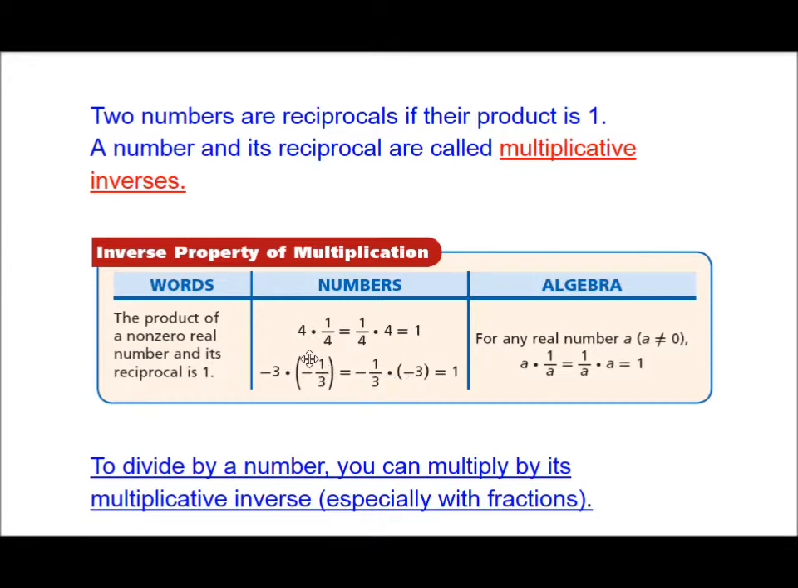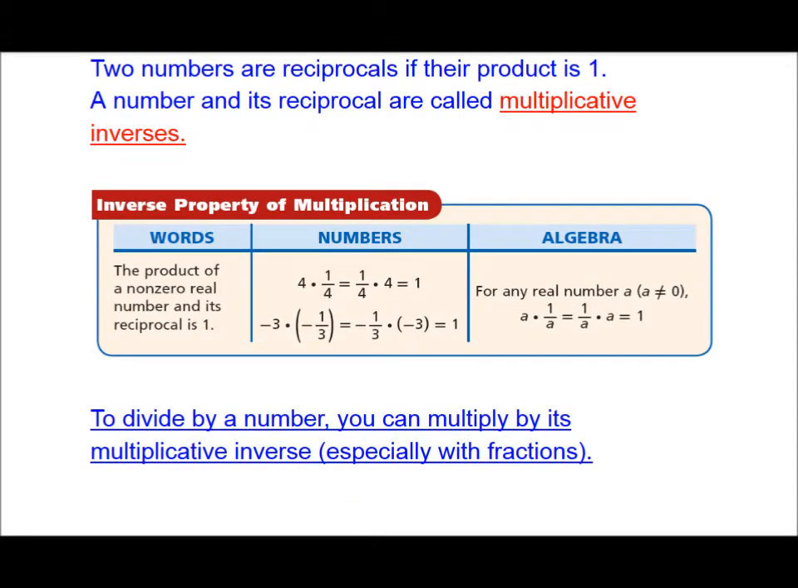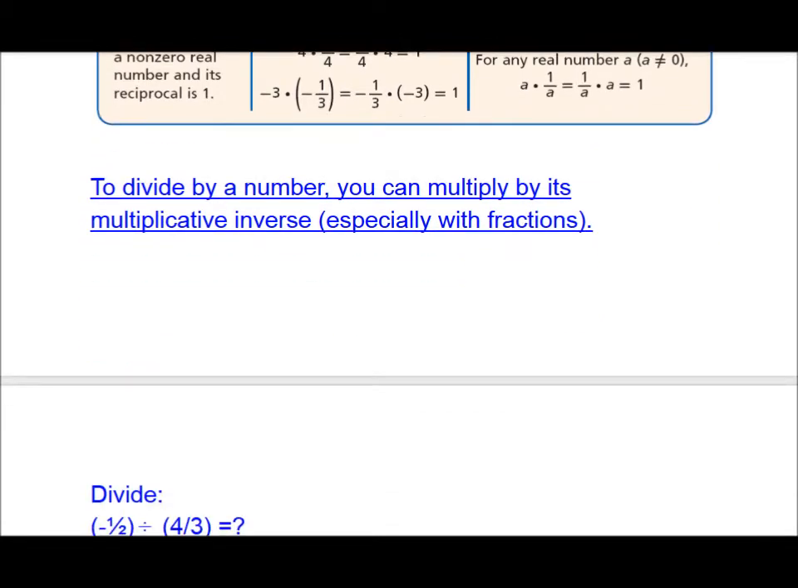Here both are negative or both are positive numbers, which will give you 1. If one is negative and the other is positive, it will not be 1, it will be minus 1. So only in the case of both positive or both negative numbers does this rule hold.